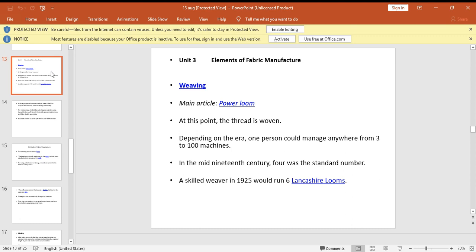one person could manage how many? 3 to 100 machines. In the 19th century, 4 was the standard number. A skilled weaver in 1925 would run 6 looms.